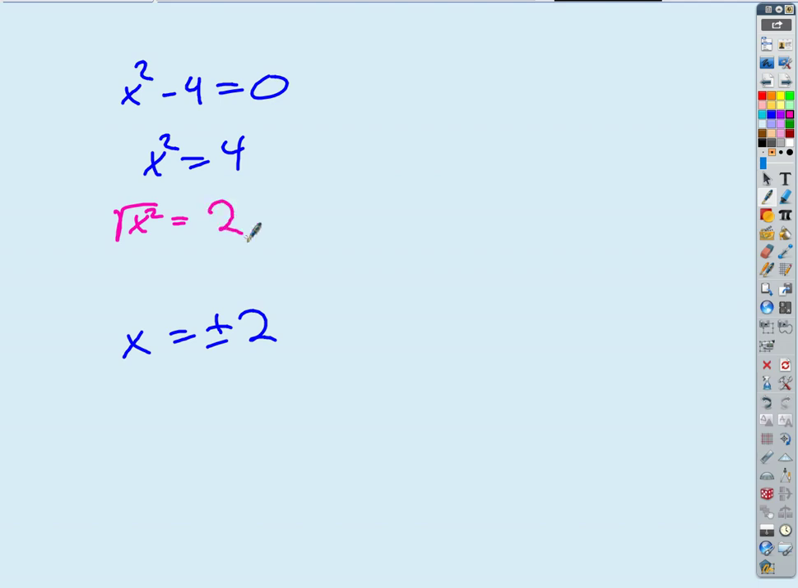Okay? But here's the part that maybe, the piece of the picture that maybe was never revealed to you.